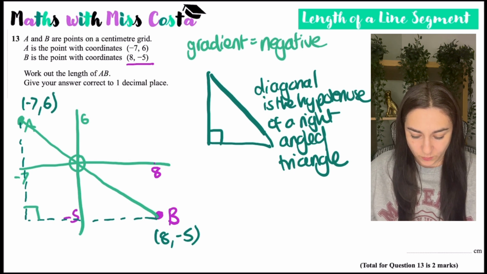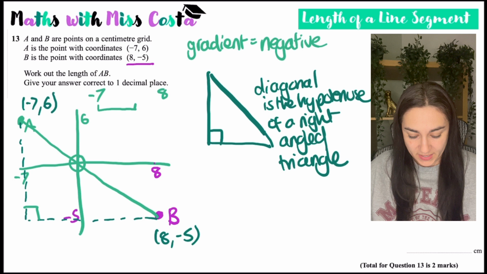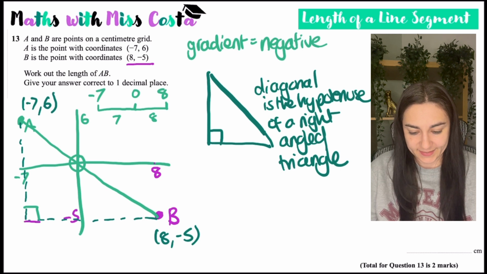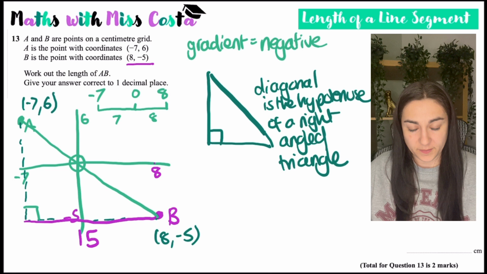So my x coordinates start from -7 and I go up to 8. So think about what's actually happening. From -7 to 0, there's a distance of 7, and from 0 to 8, there's a distance of 8. So your total x distance over here must be 15.